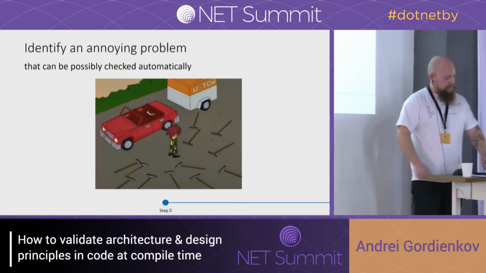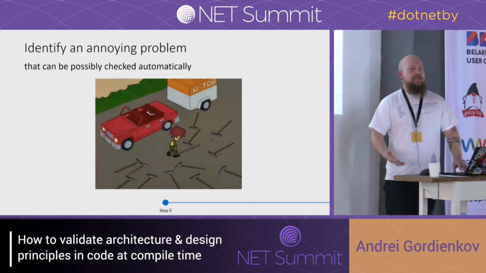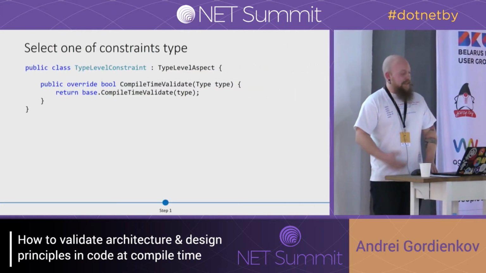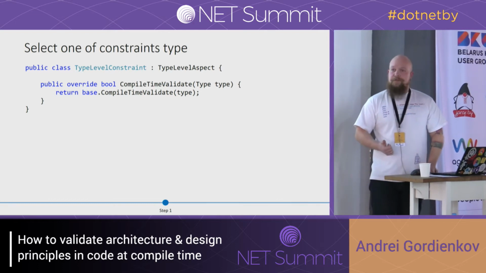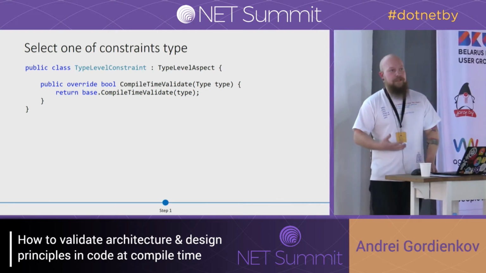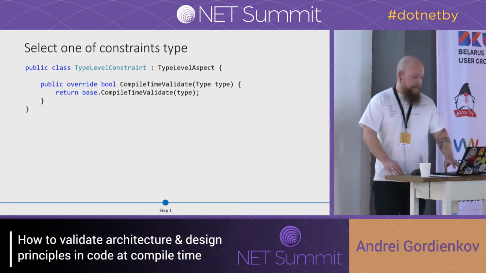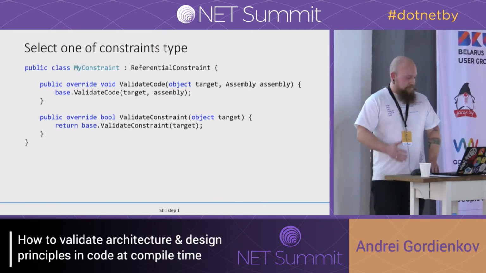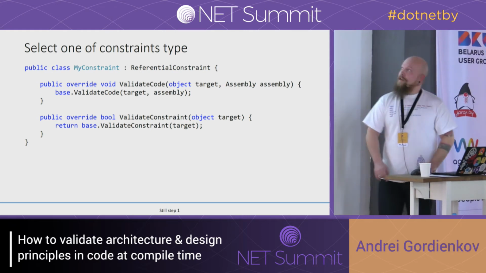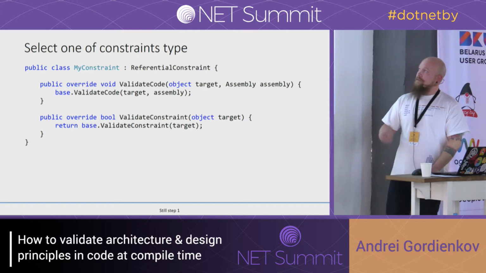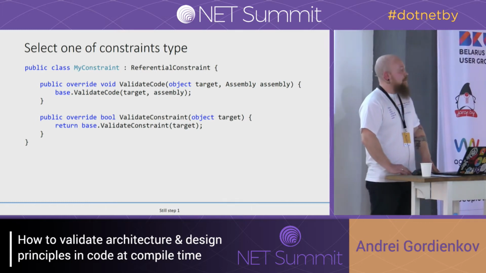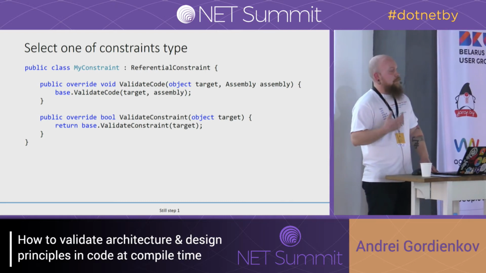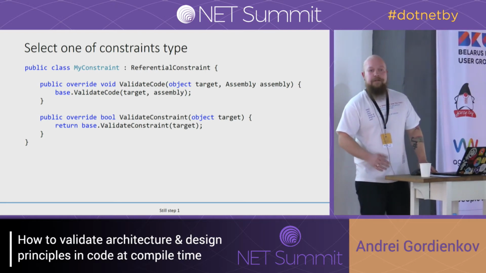because I couldn't live with this kind of code. And I'd like to eliminate it. So the first one is a type level constraint. If you'd like to check how particular code is implemented, the structure, then in step one, you could use caller or referential constraints. And here you could see the two templates, validate code and validate constraint, because you could also validate at which part of the code you could apply these constraints.